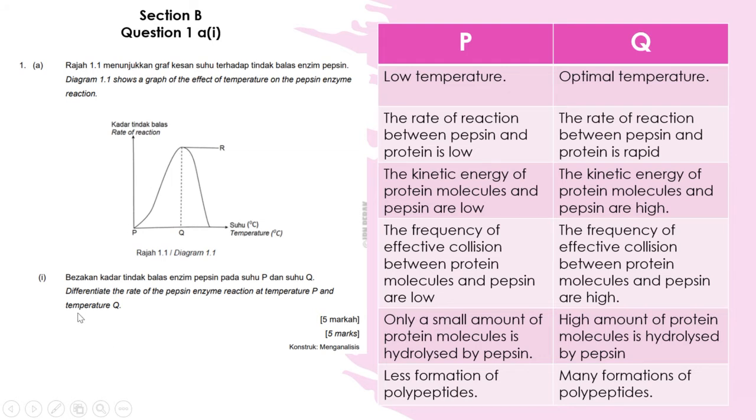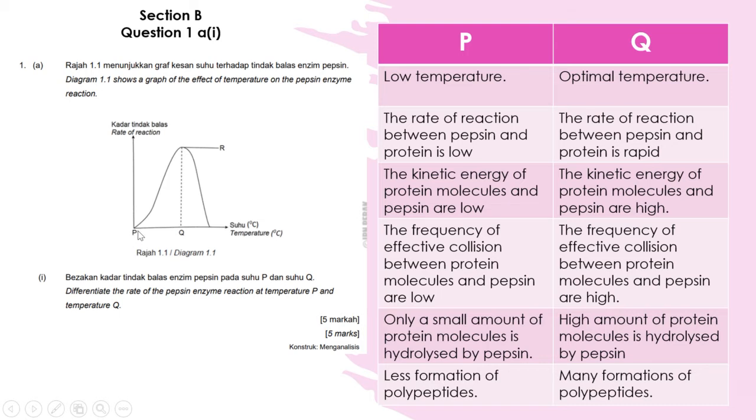Now we go to question 1A1. Differentiate the rate of the pepsin enzyme reaction at temperature P and temperature Q. So this is temperature P, and this is temperature Q. Alright, temperature P, usually we start with 0 degrees temperature.